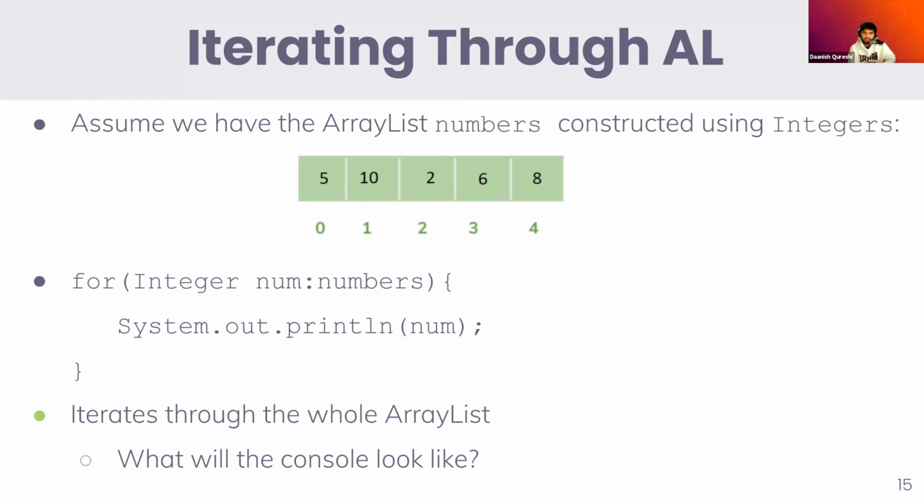Perfect. 5, 10, 2, 6, 8. Yeah, Bashar typed it with the line. I mean, that's what it would be. But Walid, you're also correct. Perfect. Okay, so you guys understand. It's looping through the array list, and it's printing them out.